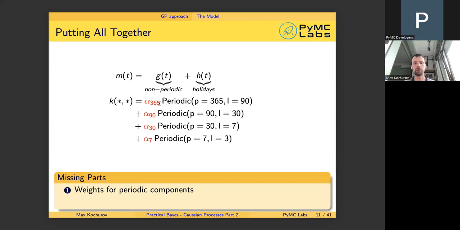If you think that yearly seasonality drives everything, the biggest alpha, alpha 365, should be large. If you think that the yearly component makes a minor effect, this number should be smaller. The same thing is for every other component.